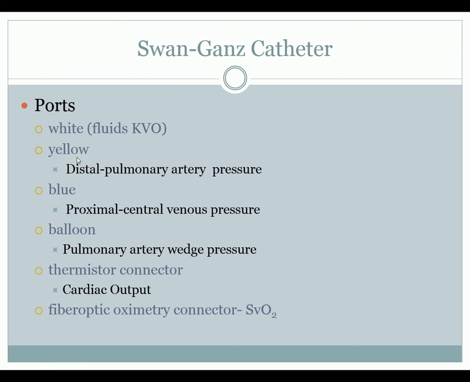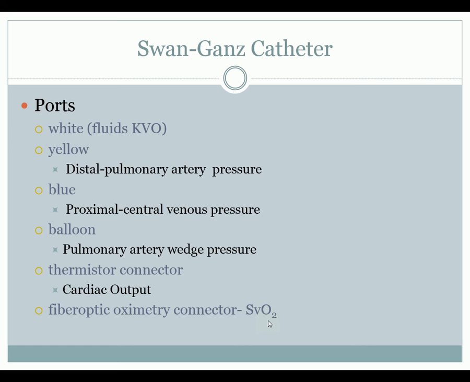This is inserted via fluoroscopy, the Swan-Ganz catheter, while monitoring waveform changes. The blue port is the proximal port, and it measures central venous pressure, okay? The balloon port, which sometimes is red, can measure pulmonary arterial wedge pressure, okay? The thermistor connector is what, again, measures cardiac output and temperature. And then you've got your oximetry connector that you can connect to get your venous oxygen saturation, okay?